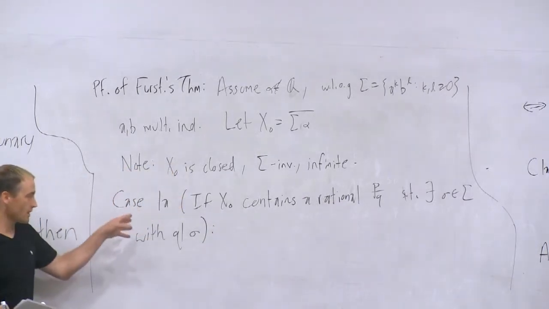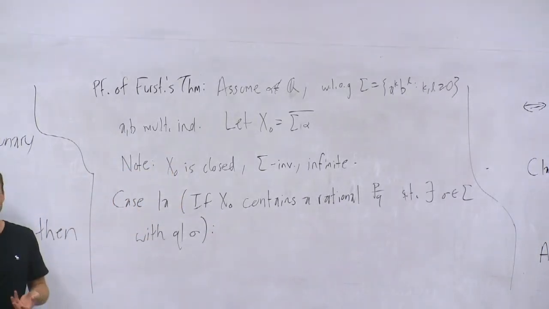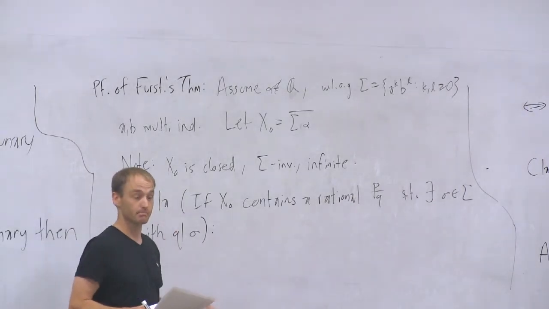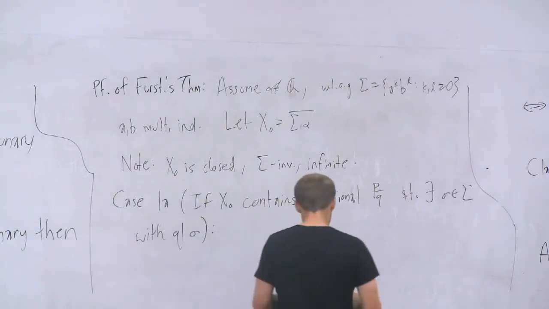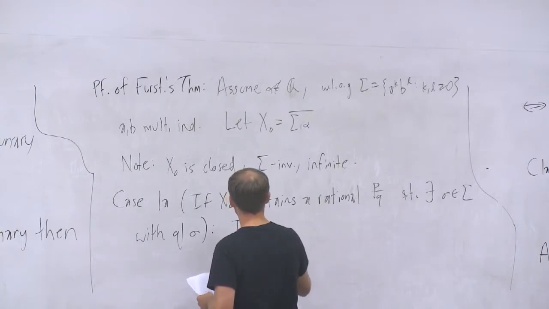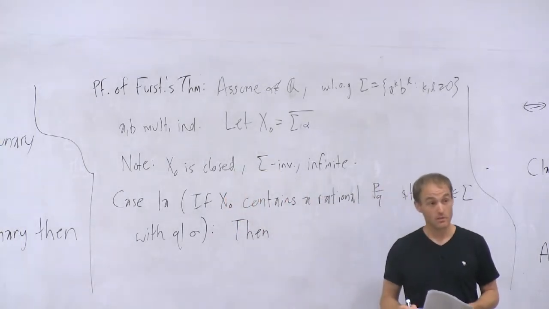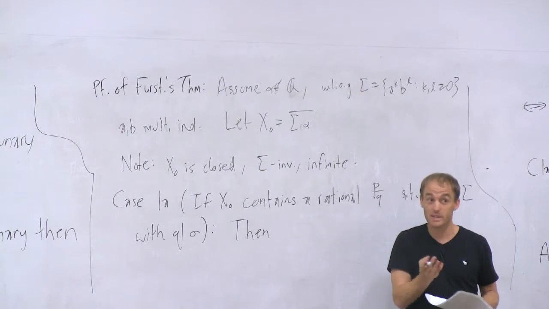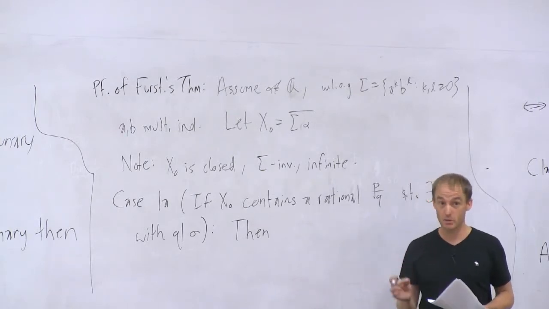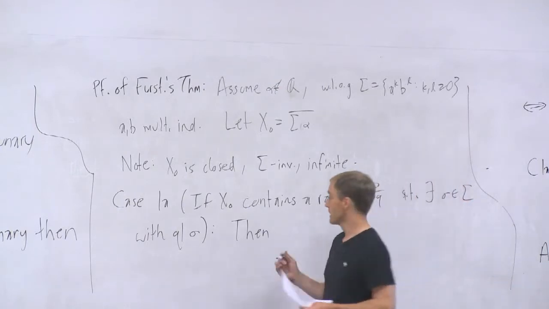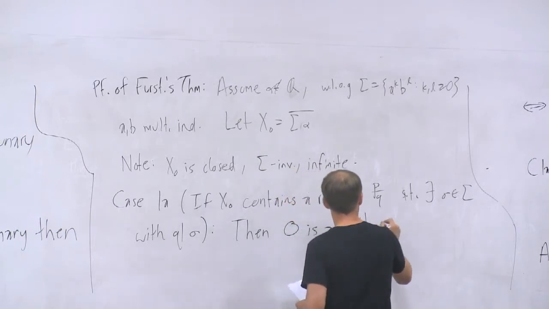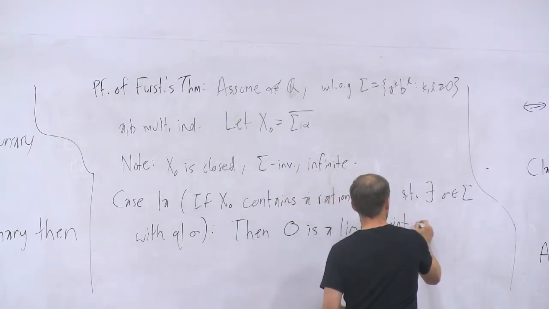I'd rather write it this way, because then case 1b is the case when it contains a rational number where the denominator doesn't satisfy this condition. So if that's the case, then 0 is in the closure of the orbit. Of course, the orbit itself before you close it is a bunch of irrational numbers, so 0 is not in the orbit. It means that 0 is an accumulation point or a limit point of x0.